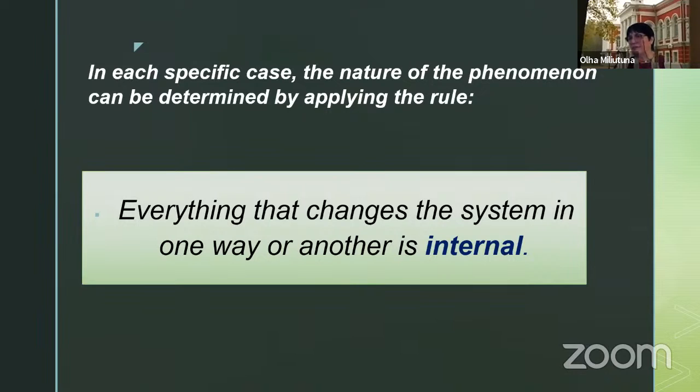Everything that changes the system in one way or another is internal. So, linguistic interaction should not destroy the internal systems of contact languages. This means that it is necessary to introduce sounds, words, or phrases from language 1 into the speech of language 2 very carefully, without destroying the grammatical basis of the recipient language, its vocabulary, pronunciation, and spelling features in the process of language contact.